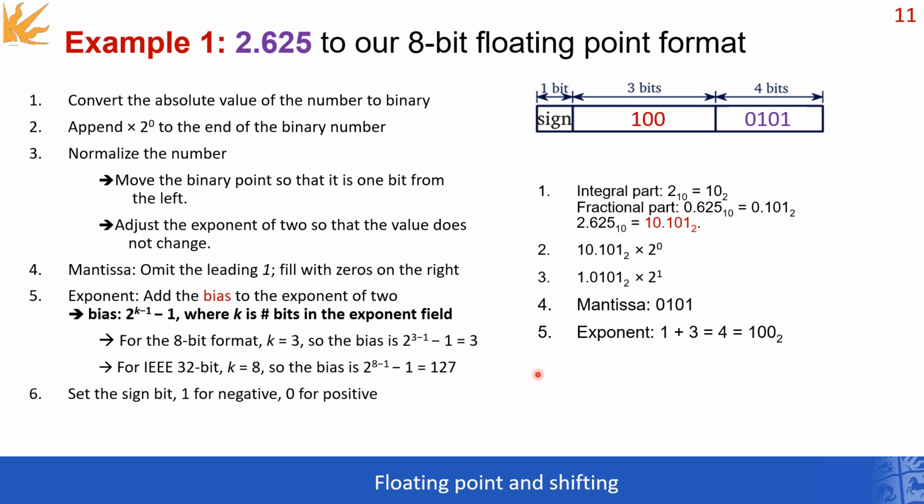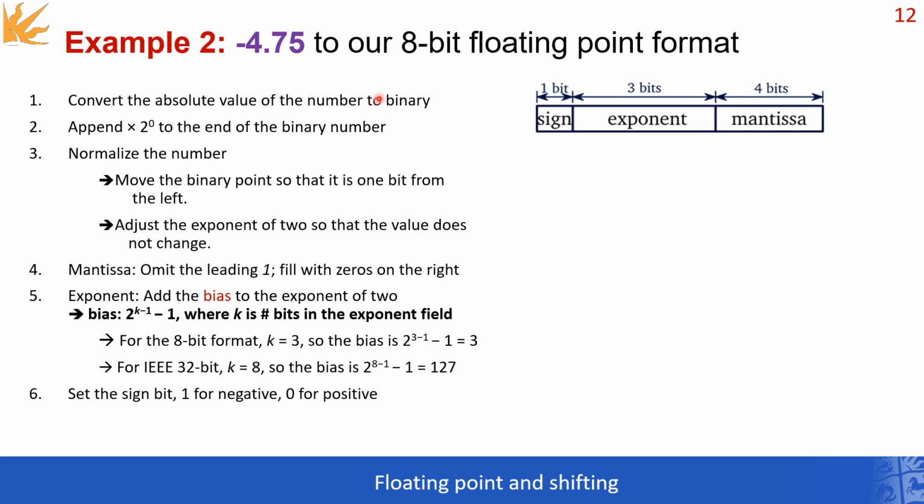And the final step is very easy. We use 0 because the sign is a plus. This is a positive number. So with this example, we went through all the steps, the algorithmic steps, for converting a decimal number to an 8-bit floating point format according to the format that we use here.